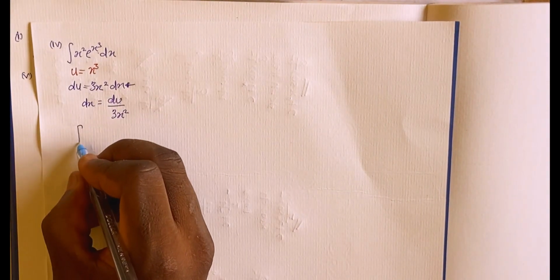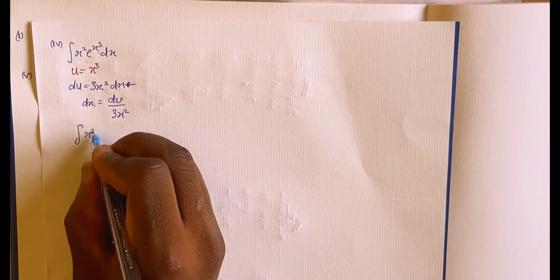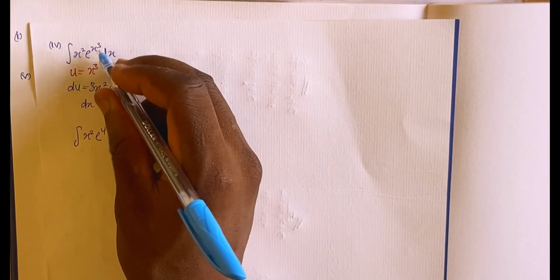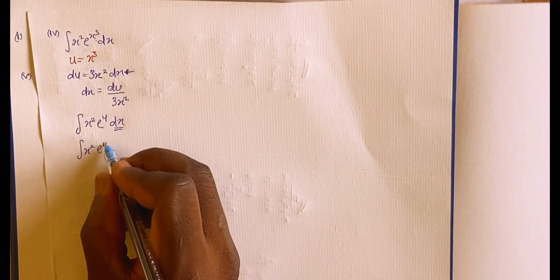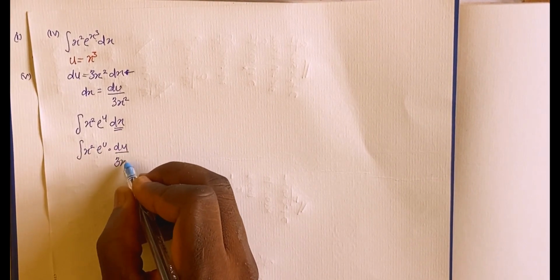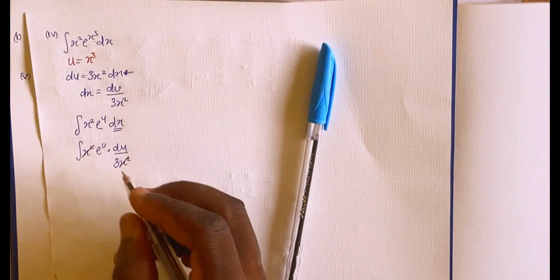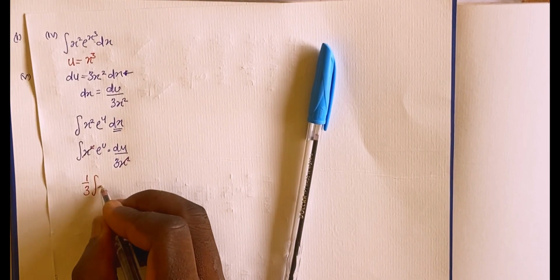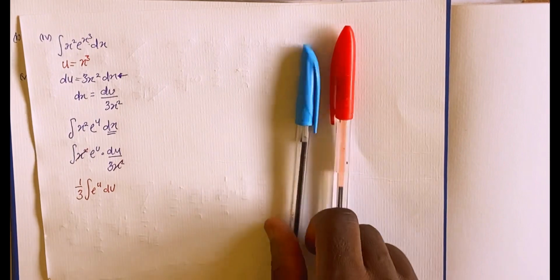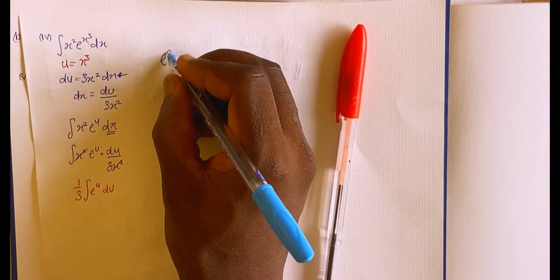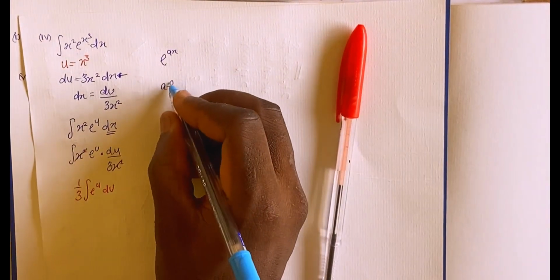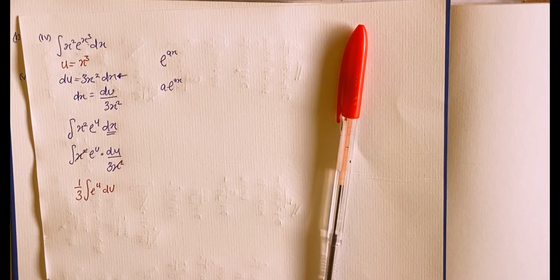And come back to the question. You're going to have integral of x squared exponential u, because your x to the power 3 is u, multiplied by dx, which is du divided by 3x squared. So here, if you see, this is going to cancel this out, then I can just factorize 1 over 3 outside, right? Integral of exponential u du. And you can recall, whenever I integrate exponential u, it's still the same thing, exponential u. And likewise, if I differentiate exponential u, it's still exponential u. But if I'm given, let's say, exponential a raised to x, and I'm asked to differentiate it, I'm going to have a exponential a raised to x.